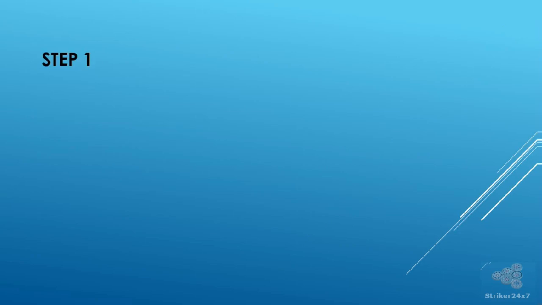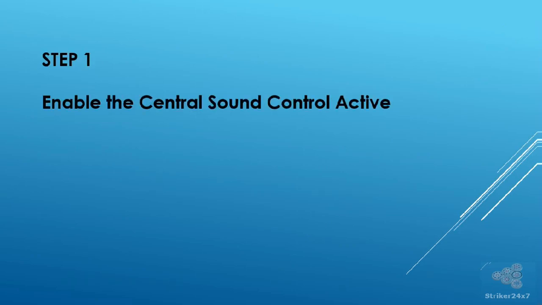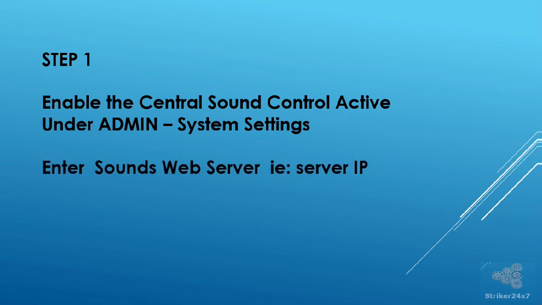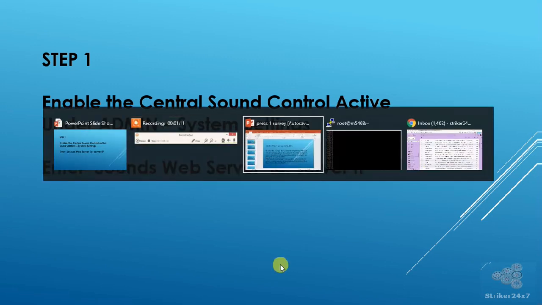Step 1. Log in as an admin to the Vicidial screen and enable the central sound. You can find it under admin system settings. Then enter the sound web server, that is your server IP. I will show you how to configure the same.